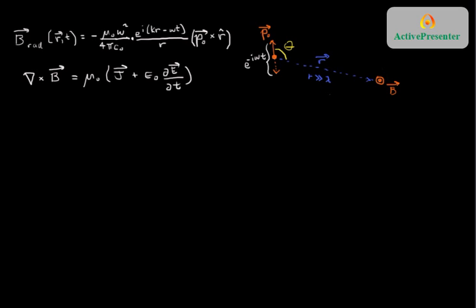In this tutorial, we're going to talk about how to calculate the electric field of a radiating dipole. Where we left off last time was that we knew what the magnetic radiated field of a dipole was. And this is the expression over here.